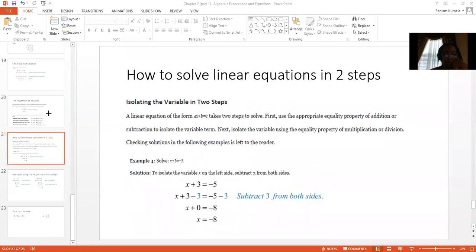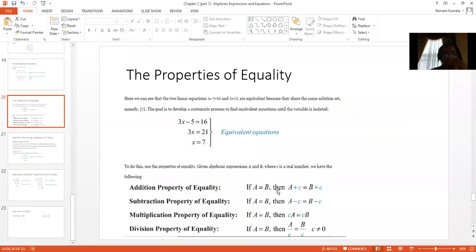Okay. So, properties of equality. If you have C, a real number, you add it on the right-hand side and the left-hand side. Same thing with the subtraction property of equality: you subtract the number on the left-hand side as well as the right-hand side. Same thing with the multiplication property. Whenever you're trying to multiply something, you do it on the left-hand side and the right-hand side, and the same works with division.